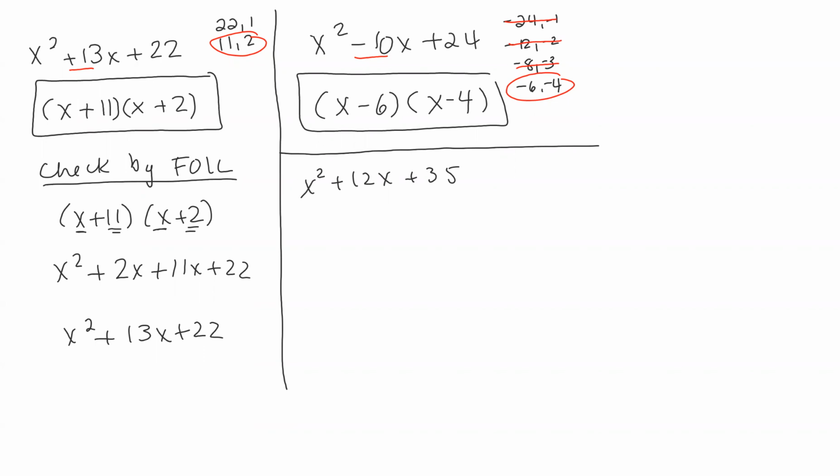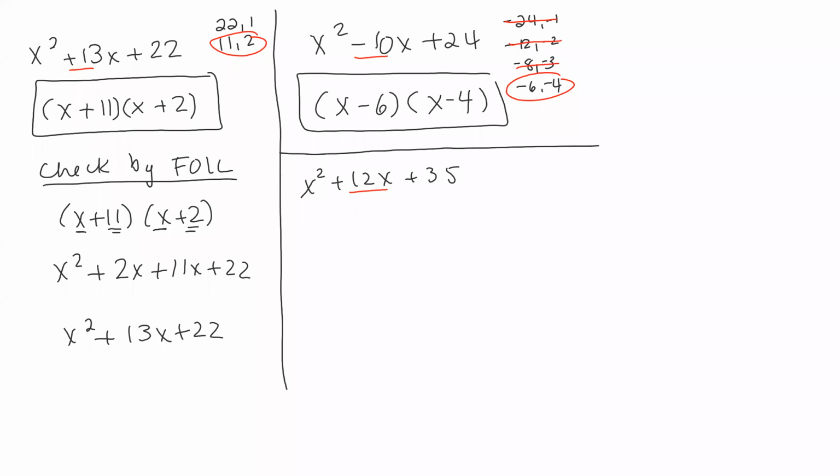Okay, the coefficient of the squared term is 1. So we look at C. C is positive. That means we need factors with the same sign, and the coefficient of x, or B, tells us what that sign is. Since B and C are positive, we want two positive factors of C that add to give us 12.